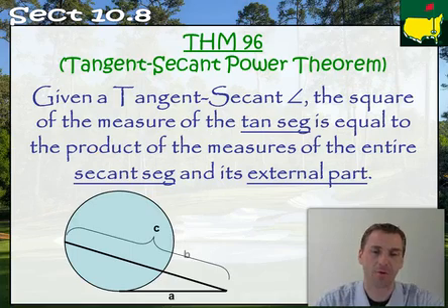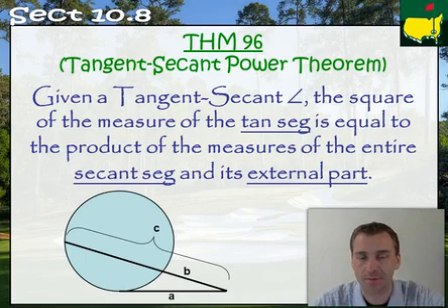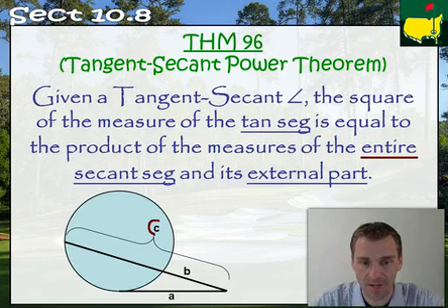What is that all about? Well, you see this stuff, it's just flying in here. This A represents the tangent segment. This C represents the entire secant segment. In fact, this line over here should be underlined. Entire secant segment. So C represents that entire secant segment. And the external part is represented by B.